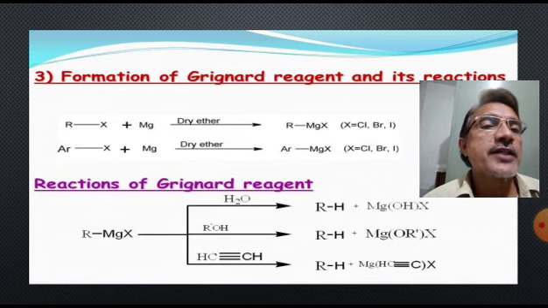Reactions of Grignard reagent. Using Grignard reagents, we can prepare alkanes. When a Grignard reagent is treated with water, it gives an alkane. It means that by the hydrolysis of Grignard reagent, alkane can be obtained. Alkane can also be obtained by treating Grignard reagent with an alcohol. Alkane can also be obtained when a Grignard reagent is treated with an alkyne.